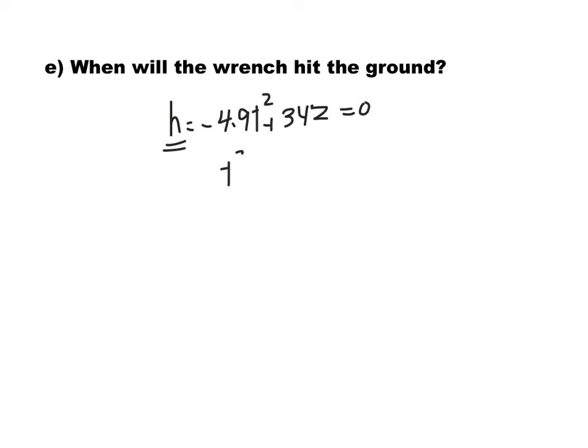If you solve this one, t squared is negative 342 over negative 4.9. If you take the square root, you get two answers, but the negative one we drop because time can't be negative, and the answer becomes 8.4 seconds. Now, this explains the previous problem, which says after 10 seconds, because it takes 8.4 seconds to hit the ground. So 10 seconds is going to be more than 8.4.